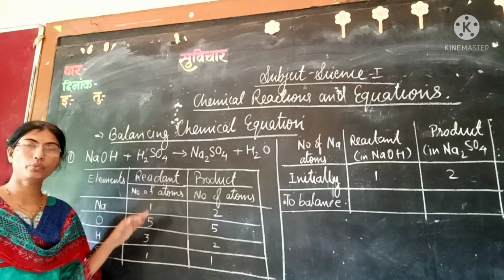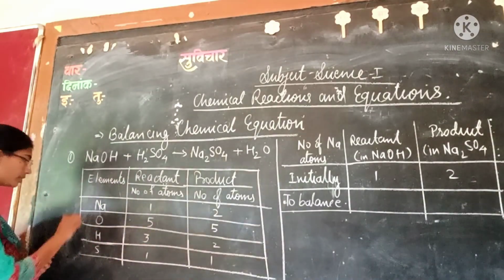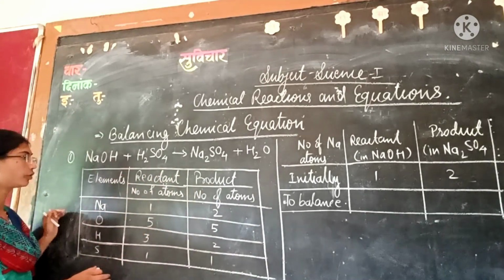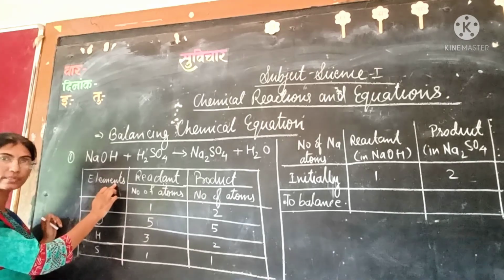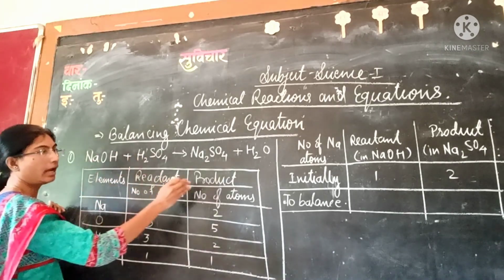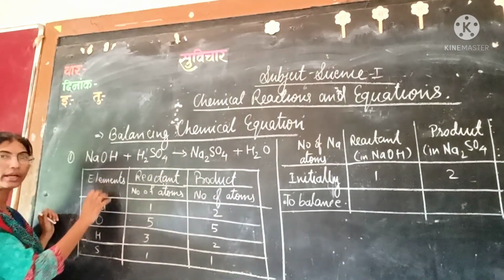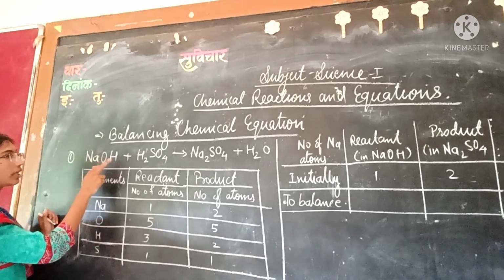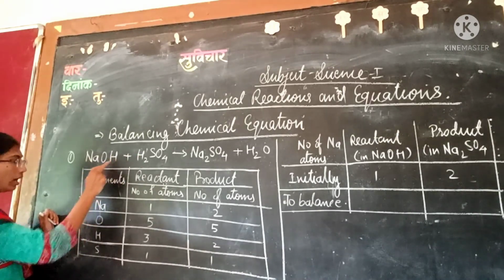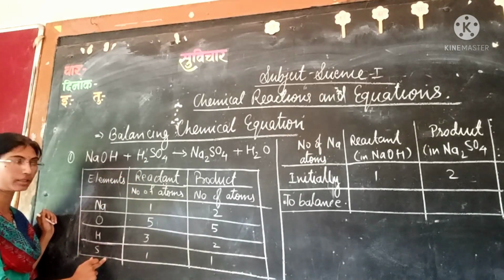For that, first of all, make a table or a chart like this. Draw a chart in this way. In this chart, what do we have to write first? First, write down the elements. Then, write down the reactant which is on the left hand side and the product which is on the right hand side. Now, we are going to write the symbols of the elements. Which elements are present in this chemical reaction? Sodium, oxygen, hydrogen and sulfur. So these are the elements present in the chemical reaction.